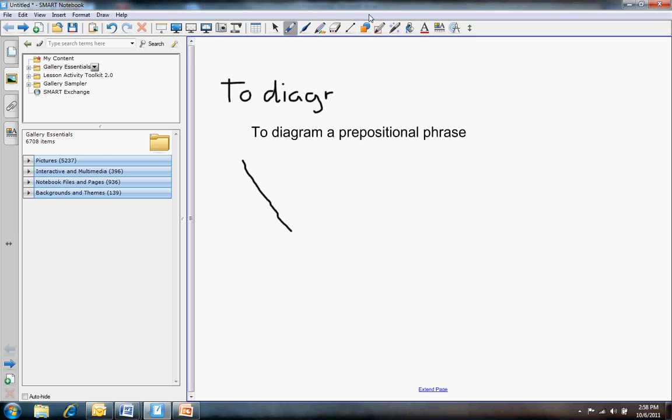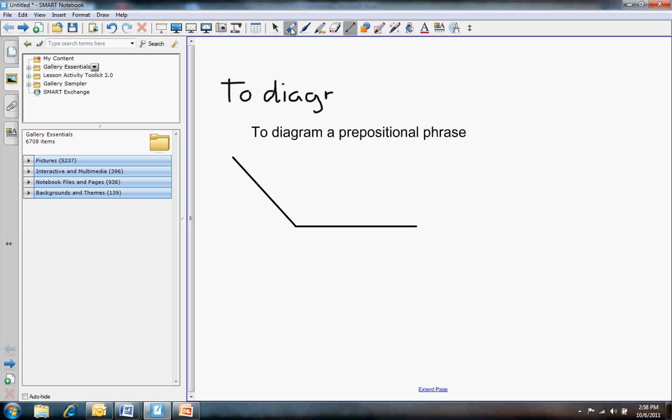We'll use this. That will be, let me erase that. There we go. That will be a straight diagonal line here, and then we will have a straight line here. This is just like when we diagrammed subjects and verbs, we had the T shape. This is the basic shape of the prepositional phrase diagram.